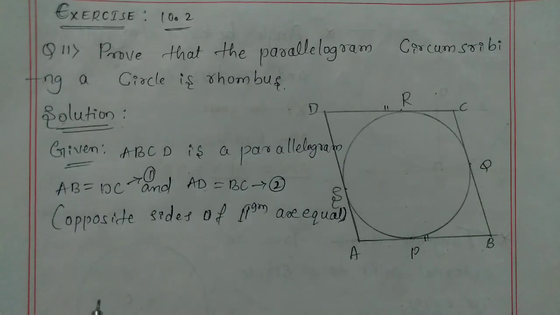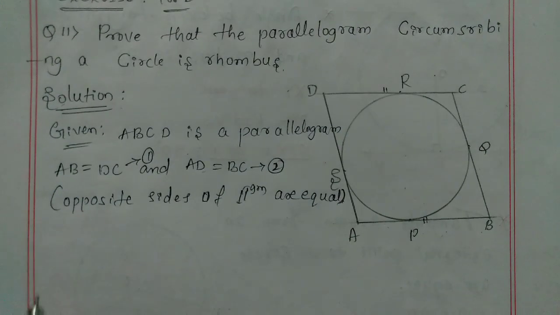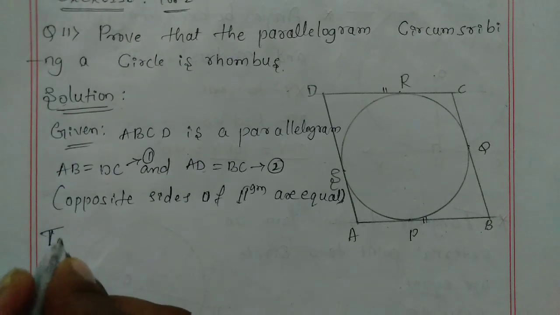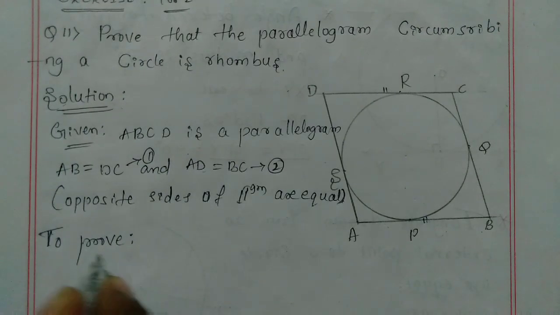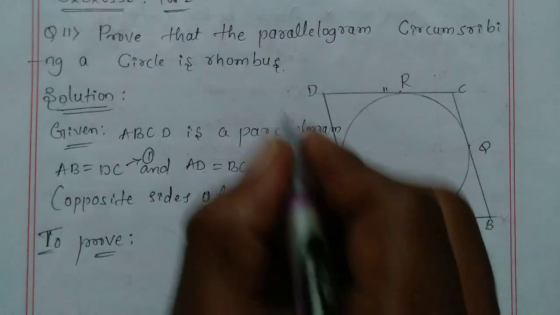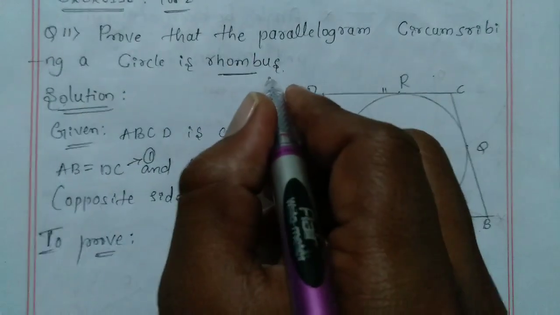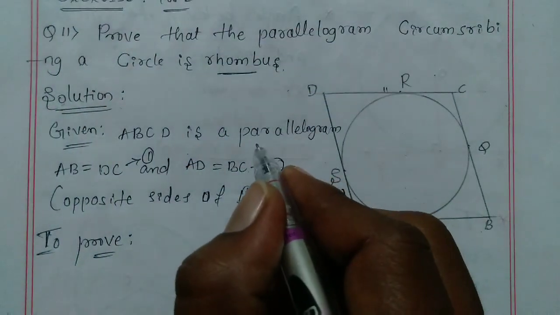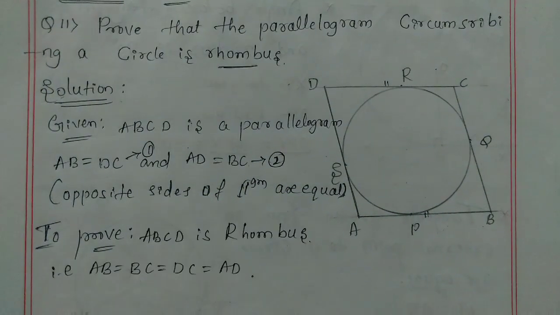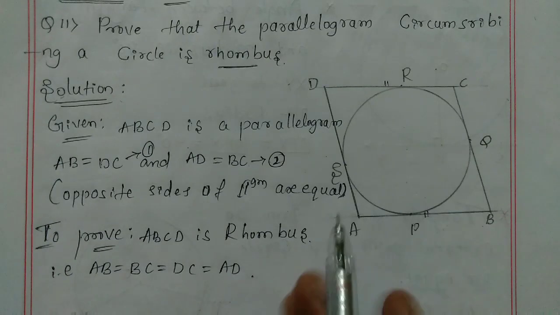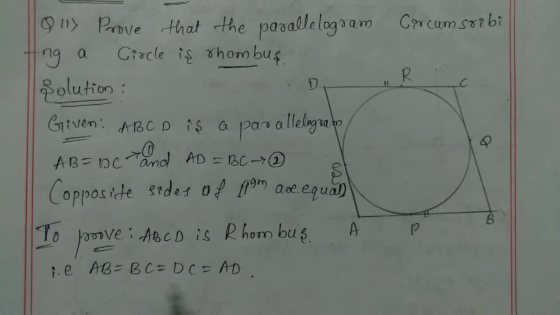Okay, so next, to prove here, to prove this ABCD is rhombus. Okay, prove that the parallelogram circumscribing a circle is rhombus. Okay, so we have to prove here ABCD is rhombus. ABCD is rhombus means all sides are equal. AB equal to BC, BC equal to DC, which equals to AD. If all sides are equal, then this parallelogram becomes rhombus. We have to prove here all sides are equal.